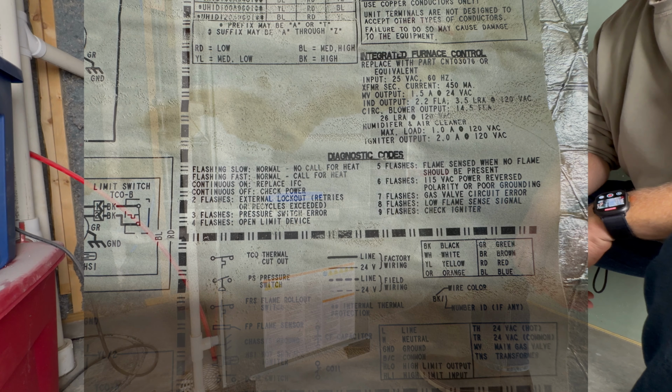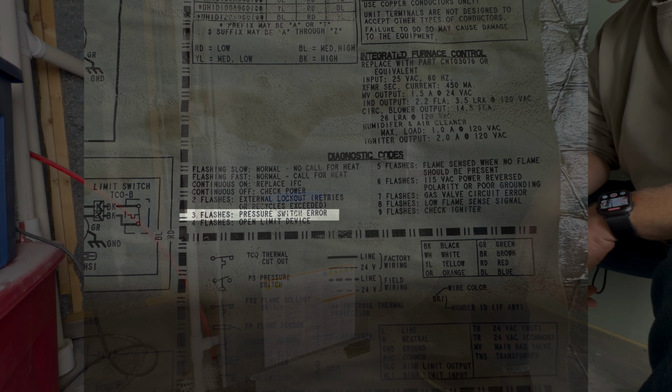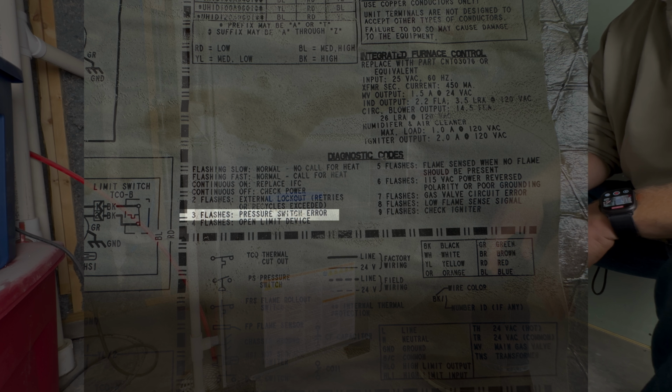So you can see here the LED on the main circuit board is showing 3 flashes. Now we just need to look at the schematic in the control cavity door to figure out what that means exactly. So as shown here, 3 flashes on my particular unit means there's an issue with the pressure switch.